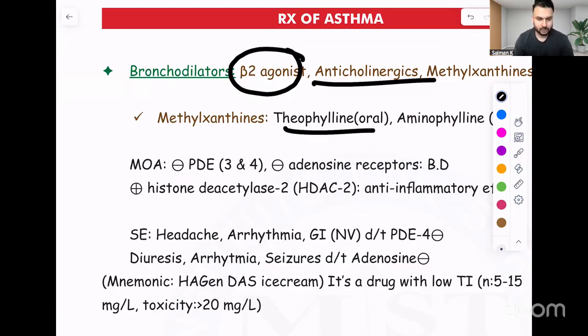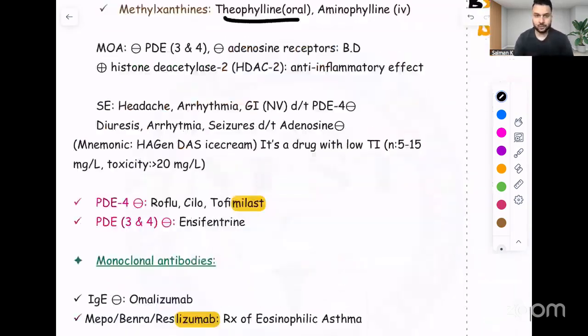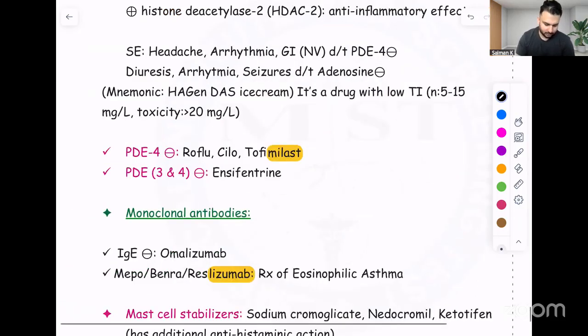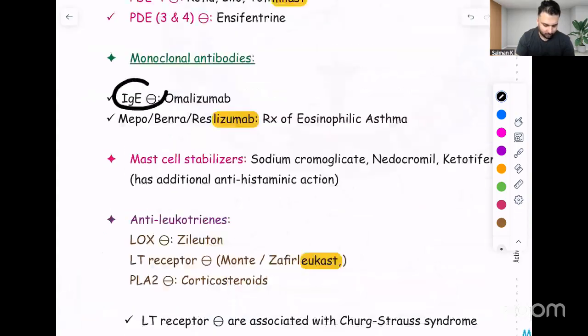Now that we have said this drug is a very narrow therapeutic index drug called theophylline, it's not a good idea to give that drug. Theophylline is a narrow therapeutic index drug. It may cause arrhythmias, etc. Next is this list. I gave you IgE blocker and IL-5 blockers. If you remember, I told you this.